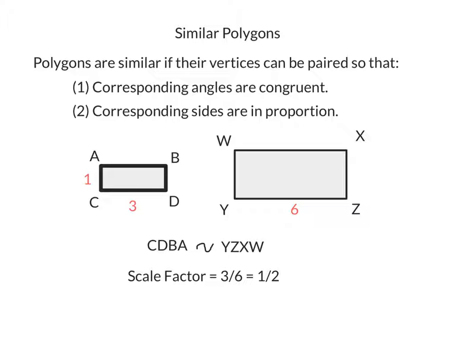Now, since we know that these two rectangles are similar, if we knew that side AC was equal to 1, what do you suppose side WY would be equal to? Well, the scale factor says that we take corresponding sides, and whatever that ratio is, that is going to be the scale factor. So if AC is equal to 1, WY is therefore going to have to equal 2, because the scale factor between these two similar polygons is 1 over 2.